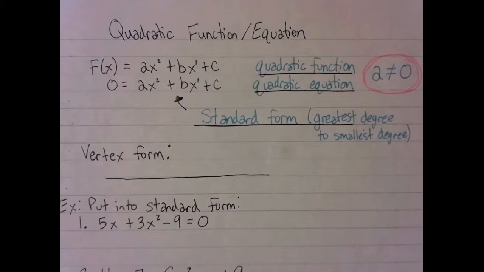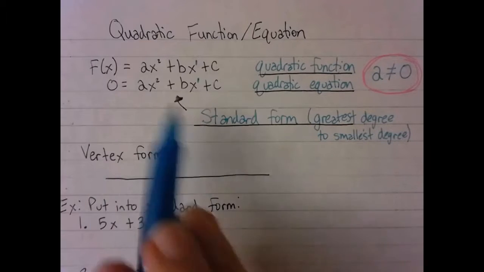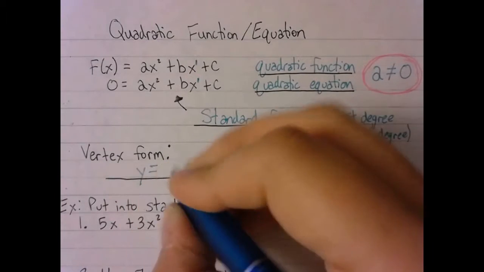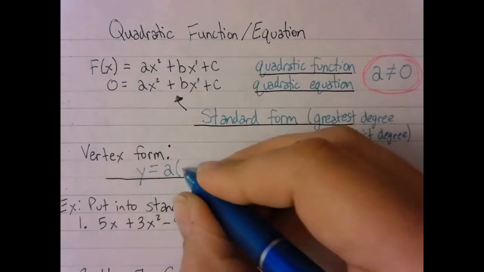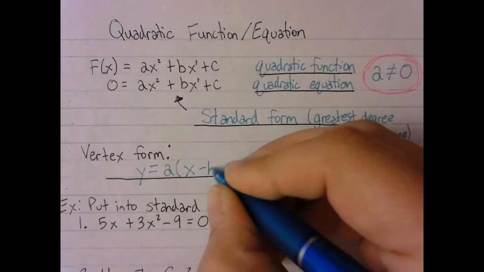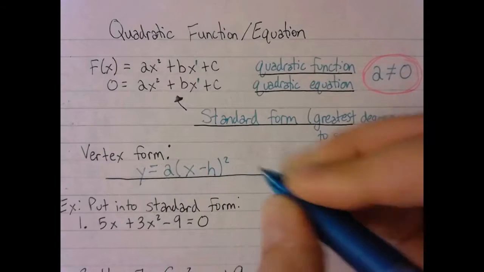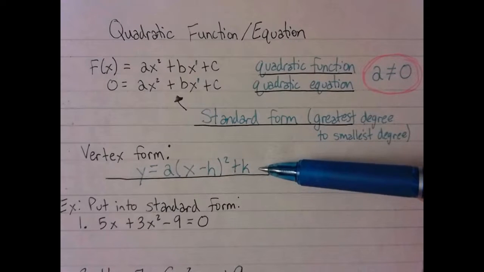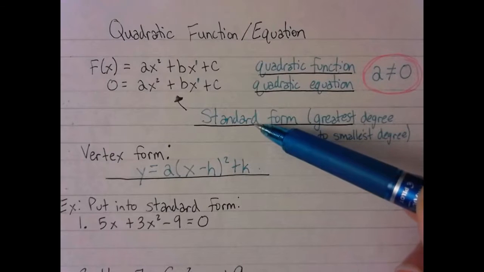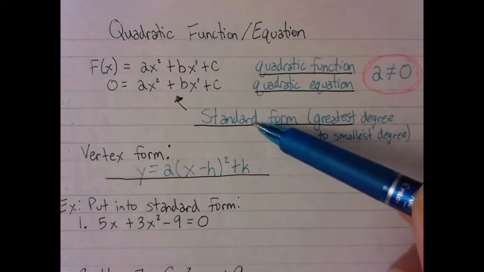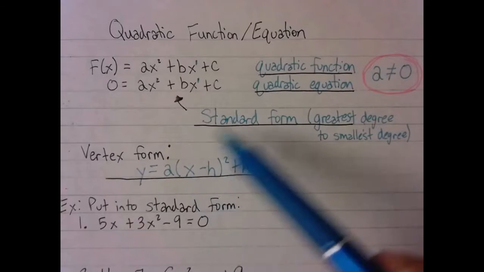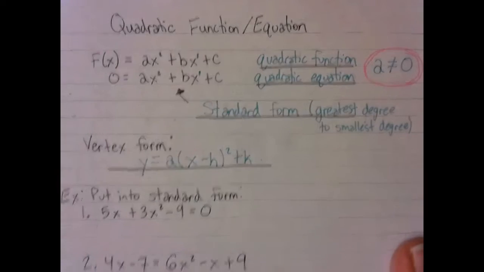All right, moving forward. Instead of standard form, we also have vertex form, and here's what it looks like. Y equals A, then we're going to have x minus h, quantity squared, plus k. Now, it's good to know that's called vertex form, but we really, really like standard form. So we're going to really focus on standard form. So let's practice getting equations into standard form.